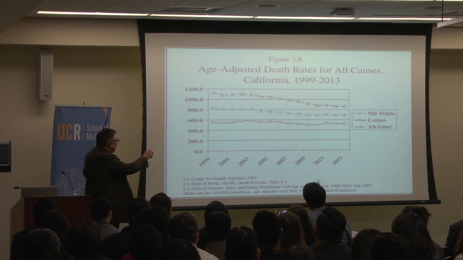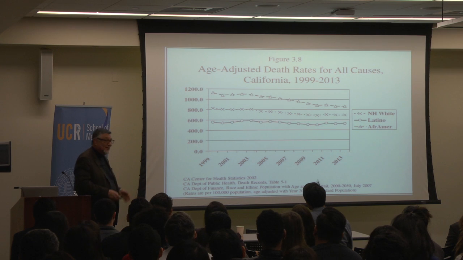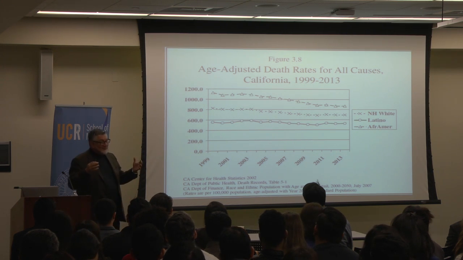Here's all causes of death, age adjusted. So you can see the stability. This is African American from 1999 to 2013. This is non-Hispanic white. This is Latino, that crazy epidemiological paradigm. I mean, really stable, really different, but is it race?